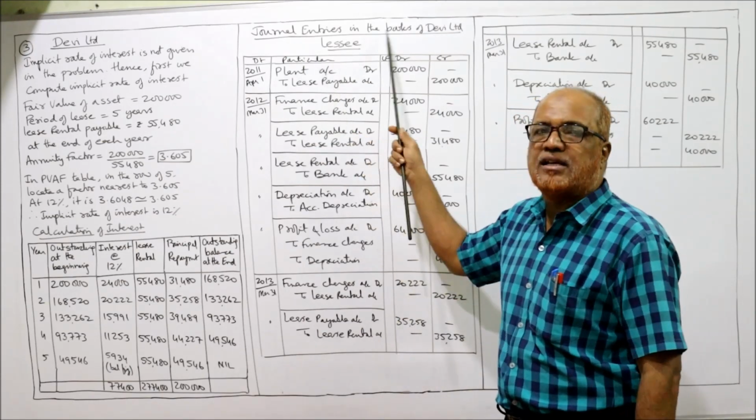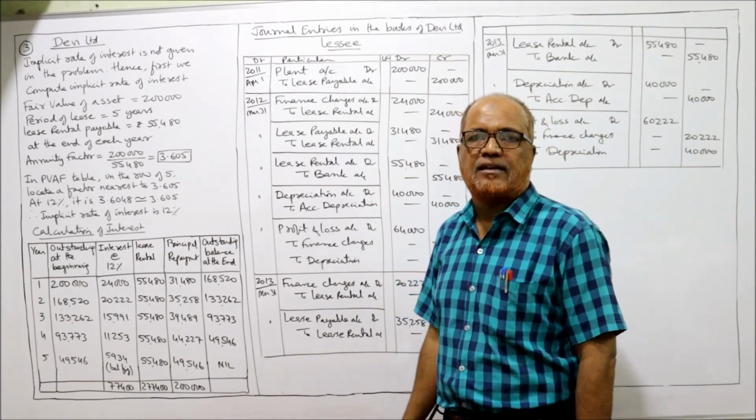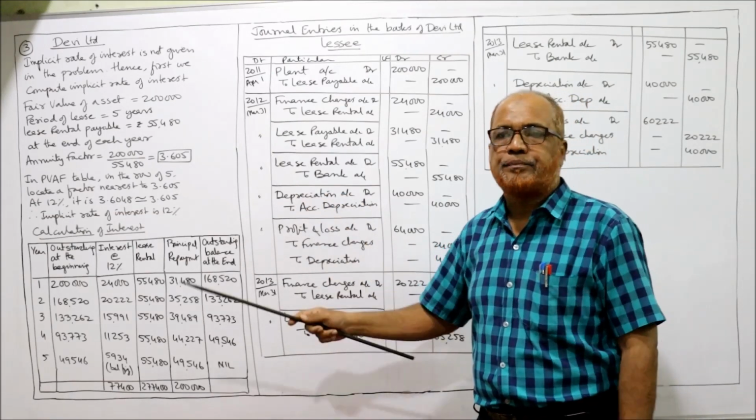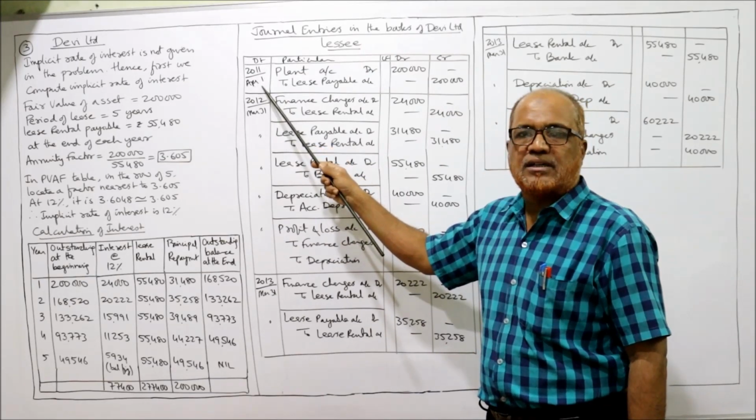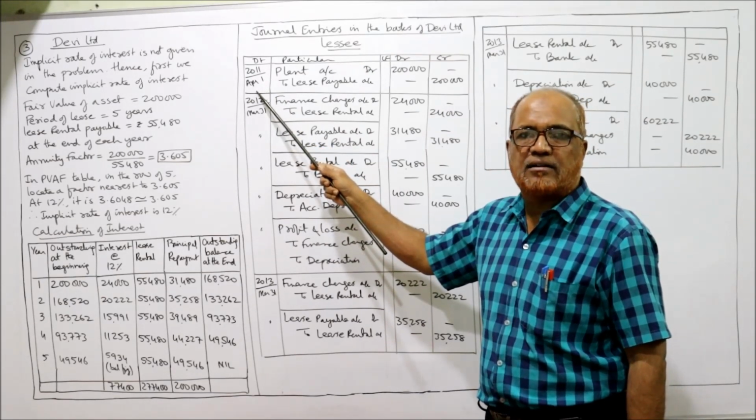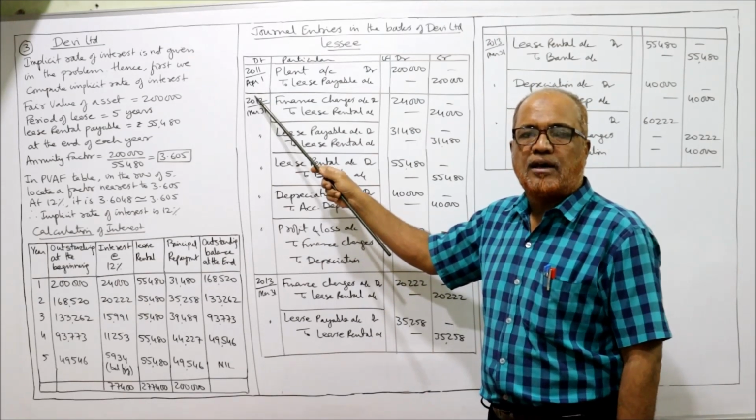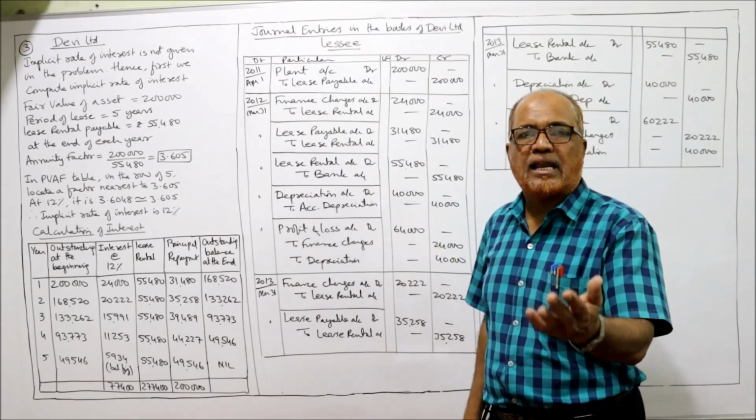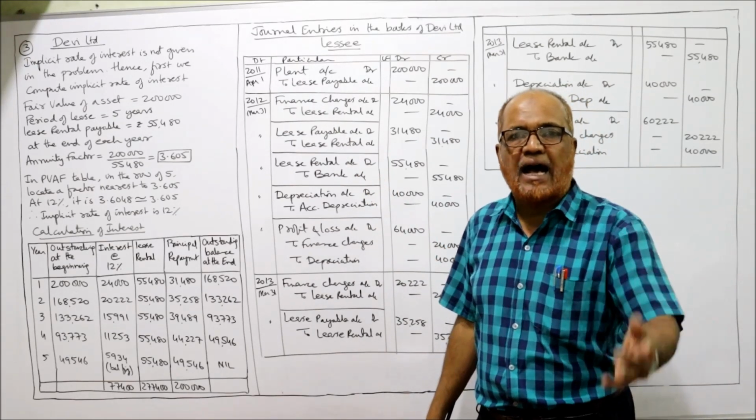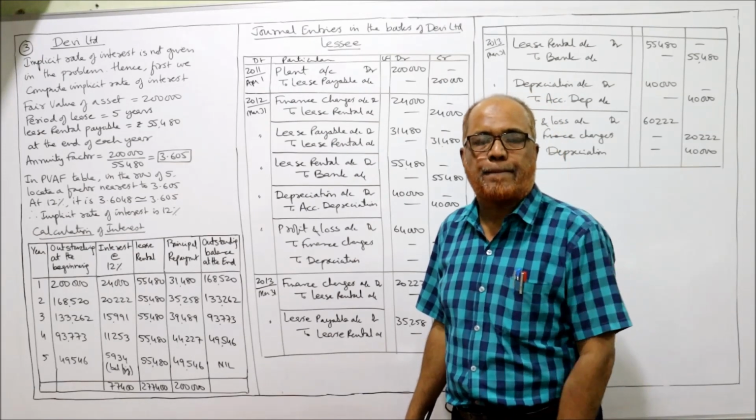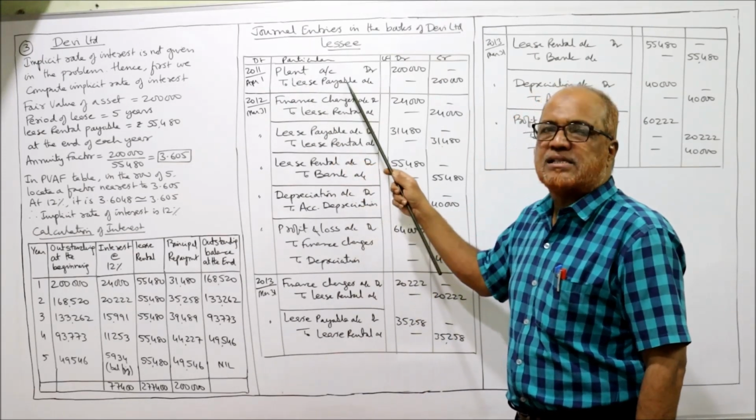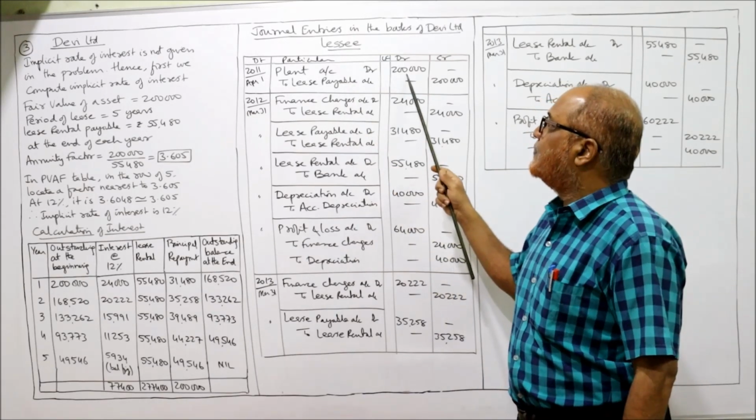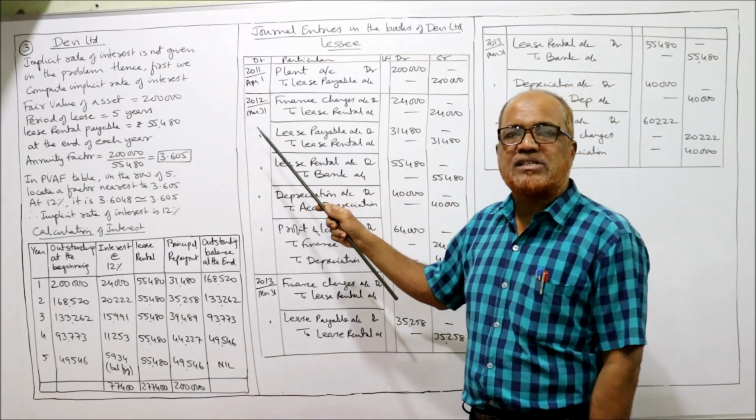Now we'll come to the journal entries in the books of Devi Limited, Lessee. First of all, at the time of signing the agreement, only one entry will come. 2011 April 1st. On this date, the agreement is signed. Inception of the lease. Plant account debit to lease payable. Plant is an asset. Lease payable is a liability. Asset and liability will be taken by the lessee. The plant account debit to lease payable, being the plant taken on lease, 2 lakh. First entry.